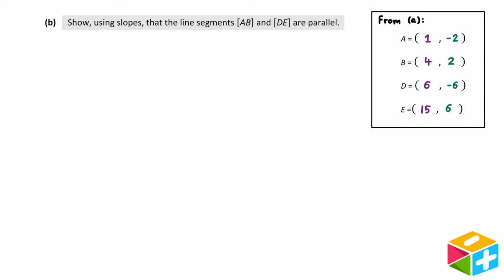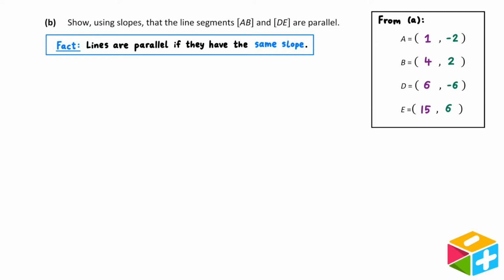Part B. Show, using slopes, that the line segments AB and DE are parallel. The key to solving this question is the following fact. Lines are parallel if they have the same slope. So the strategy here will be to find the slope of both lines, show that they are the same, and hence show that the lines are parallel.